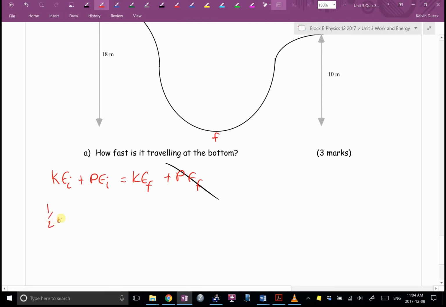A half mv initial squared plus mgh initial equals a half mv final squared.